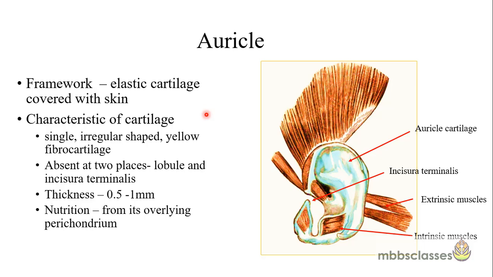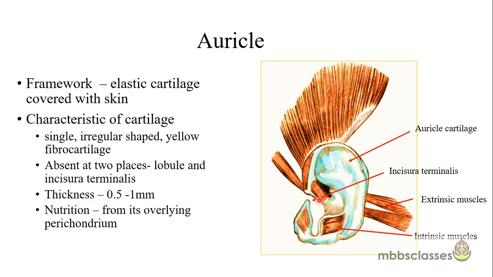Now let's see what constitutes the framework of the pinna. The basic structure of the pinna is formed by cartilage, that is the auricular cartilage. It is a yellow elastic cartilage which is covered by skin. But the whole of the pinna is not formed by auricular cartilage. There are certain places where the cartilage is dehiscent. I repeat, there are two places in the auricle where the cartilage is dehiscent.